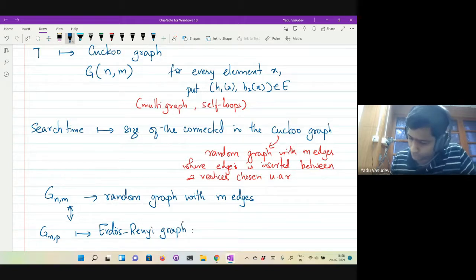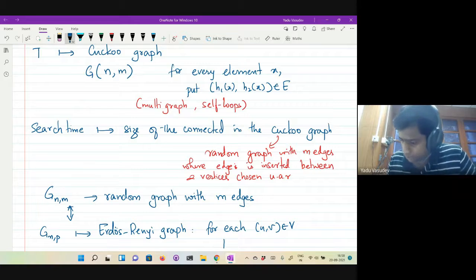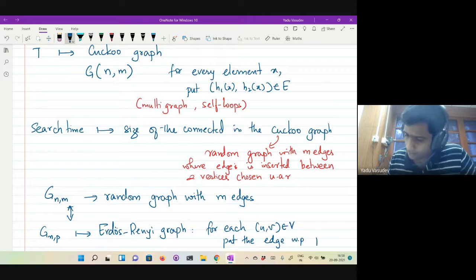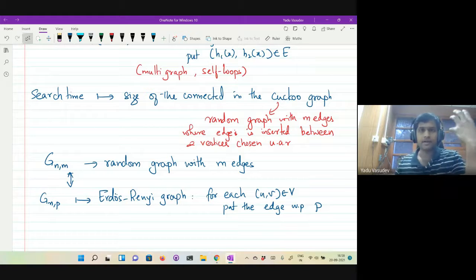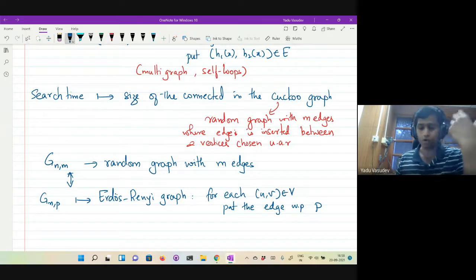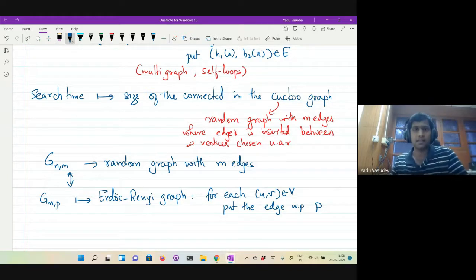Where for each pair uv in the vertex set, you put the edge with probability p, right? So in graph G(n,m), the number of edges is fixed, and in G(n,p), the number of edges can vary, but each edge is put in the graph with probability p independent of the other edges, right? And we saw this theorem which says that as far as monotonically increasing graph properties are concerned, right?